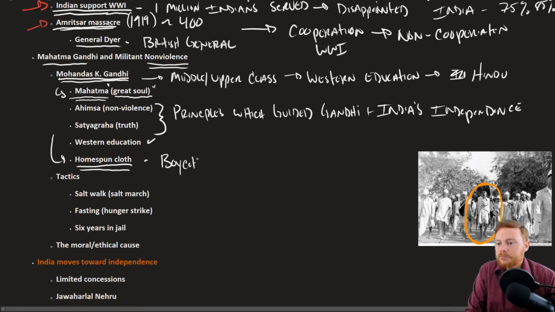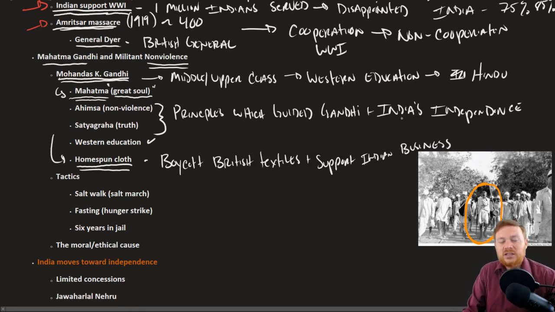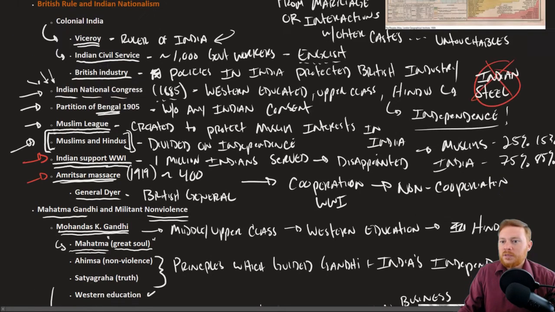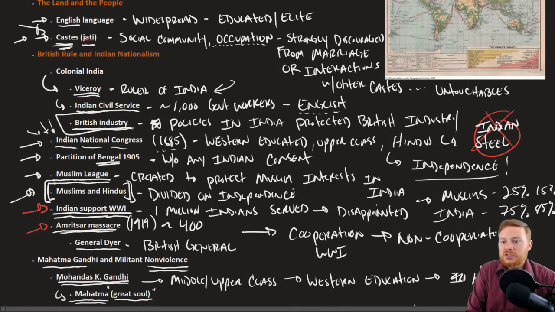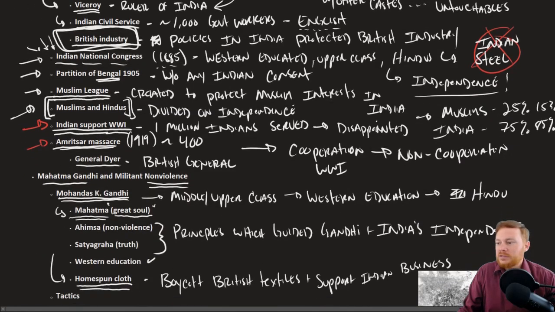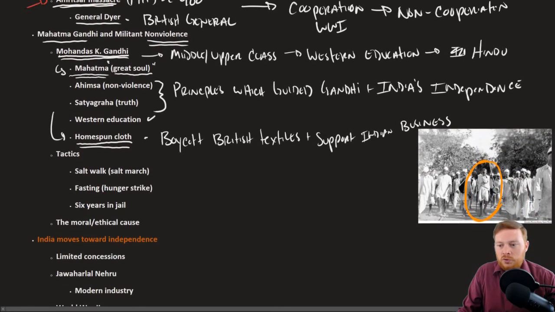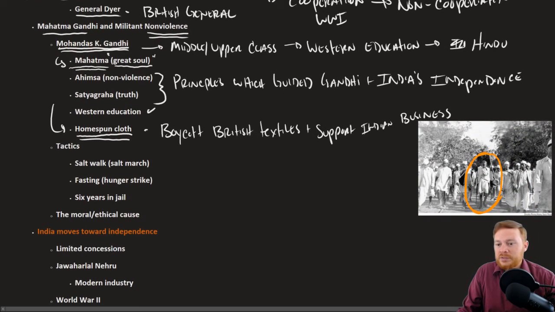boycott British textiles and support Indian business. Remember, Great Britain is an industrial nation and has not technically a monopoly, but it's very powerful, and it really wants to create an Indian economy. Again, going back up to this point about protecting British industry, it wants to create an Indian economy that only exports cotton, so then it can be processed in Great Britain, and Britain can reap all the benefits from that. And so this was cultural, it was social, it was economic, and it was political.